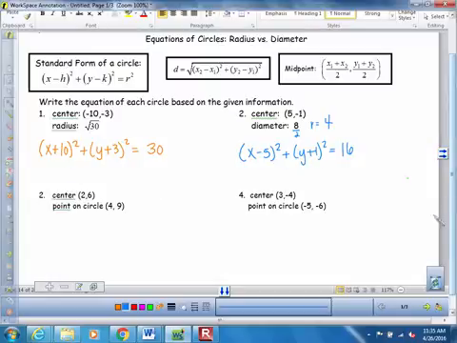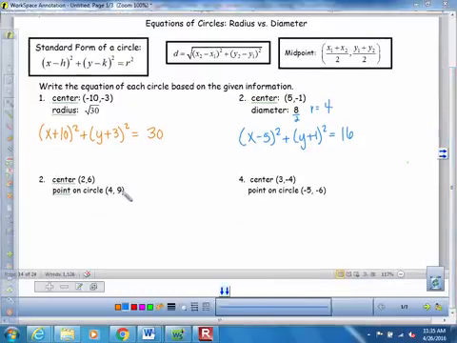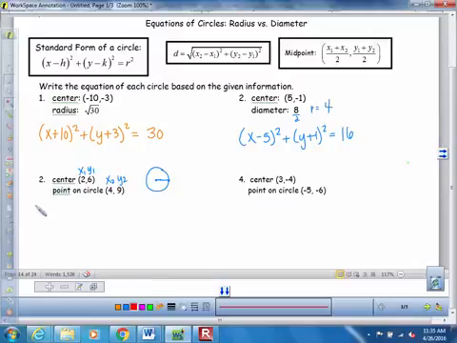Now, in number 3, they give us our center, and then they give us a point on the circle. We did some of these yesterday. What did we find? We found the distance. So I would go ahead and label my points x1, y1, x2, and y2, and then plug into the distance formula. So I get the square root of 4 minus 2 squared plus 9 minus 6 squared. 4 minus 2 is 2, and 2 squared is 4, plus 9 minus 6 is 3, 3 squared is 9. So I get the square root of 13 is my radius.